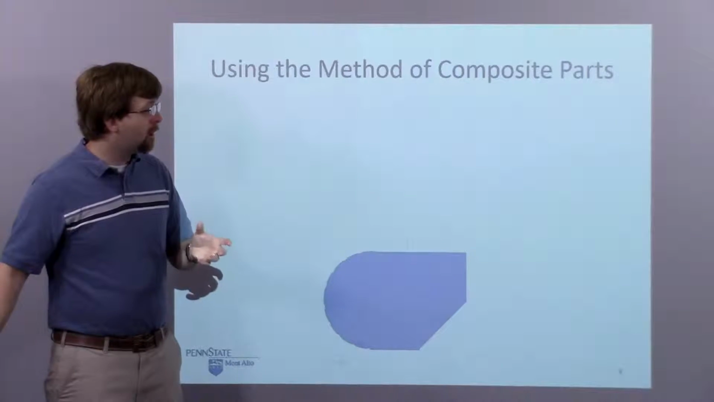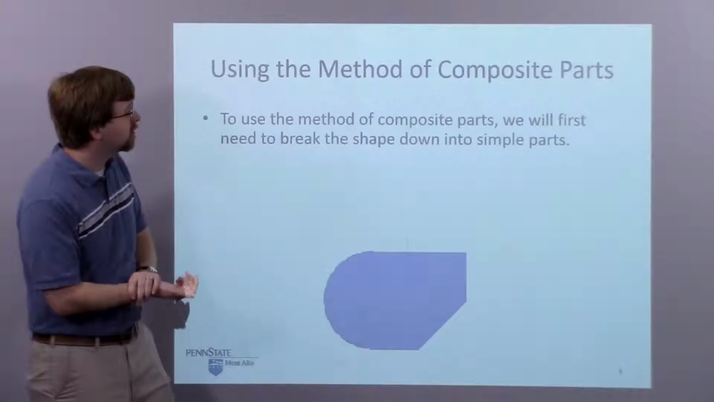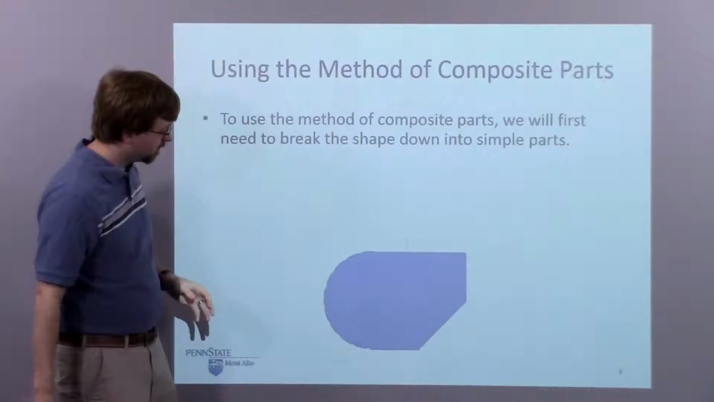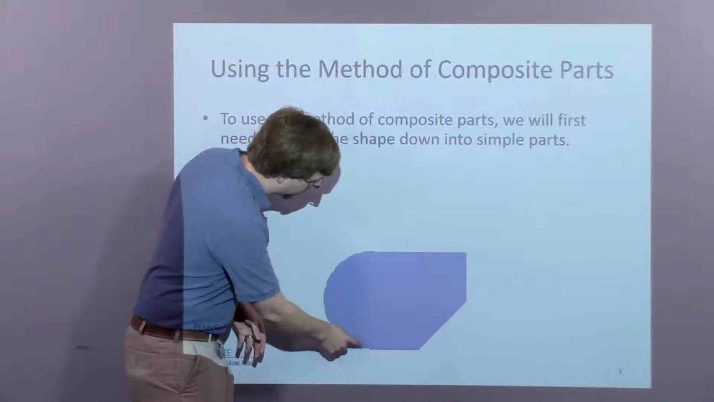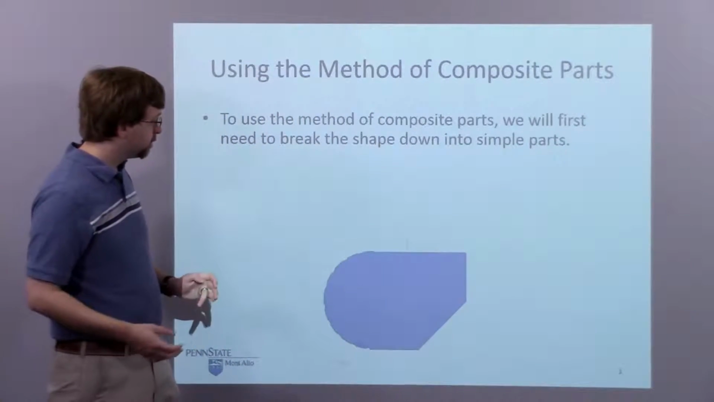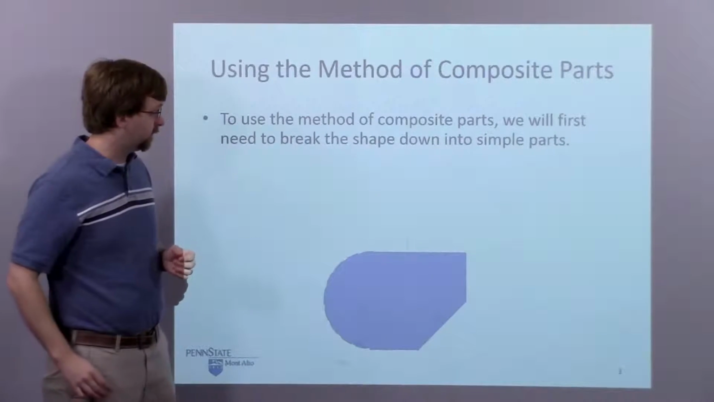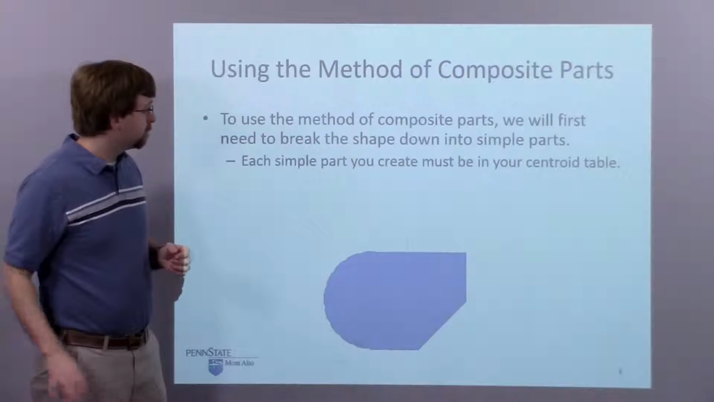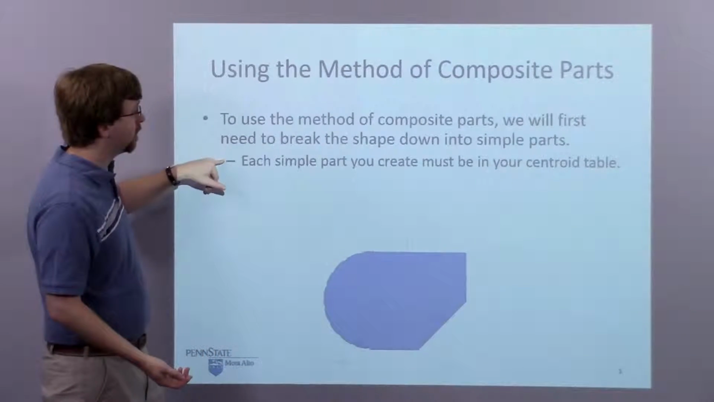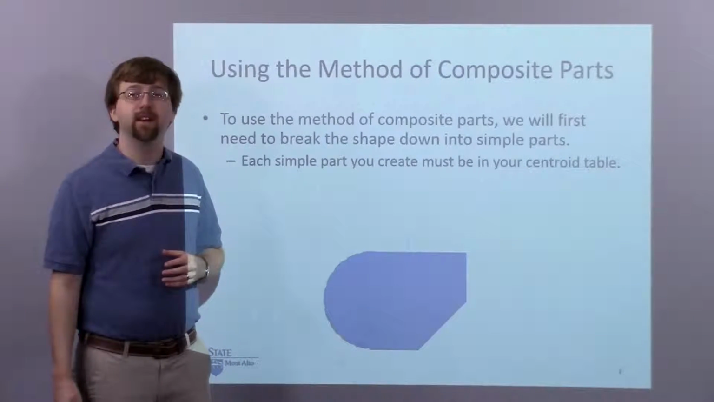Alright, so step one, to use this method, we first need to break our shape down into simple parts. So here is a part, it's like a semicircle and a square, and I've got a triangular cutout over here. You can imagine this would be quite difficult to find via integration. So we are going to break this down. Each of those simple parts must be in that centroid table. This is the key step in this.